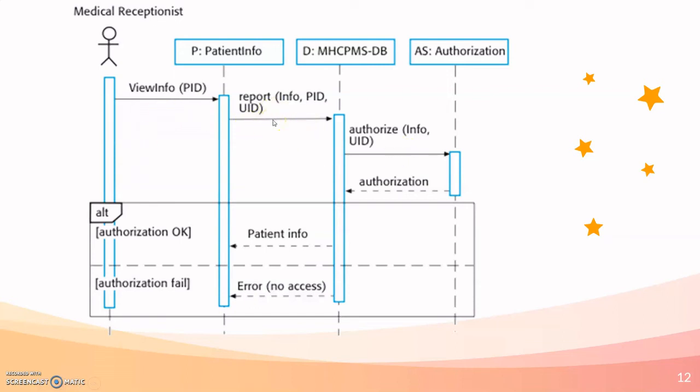The rectangles on the dotted lines indicate the lifelines of the objects. See, here is a rectangle. This is the lifeline of the object patient info, and this is the lifeline of the object MHCPMS database. MHCPMS is the name of a hospital system, and this is the database related to the hospital.